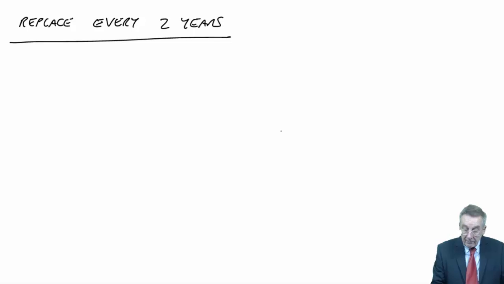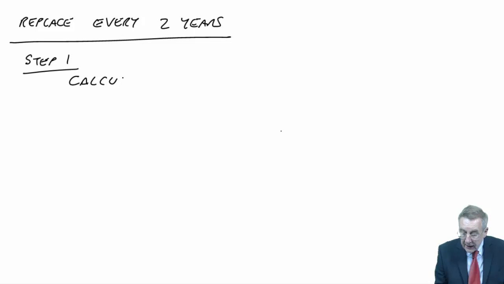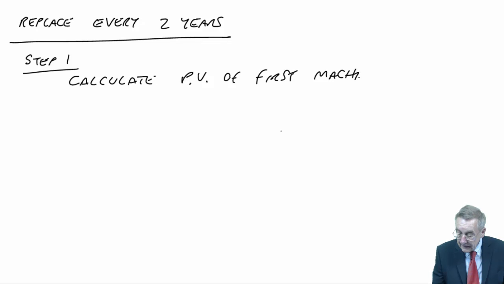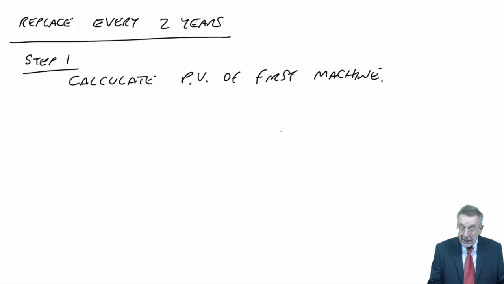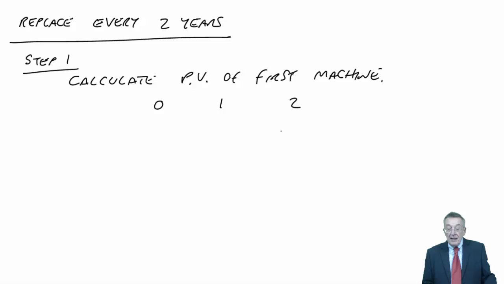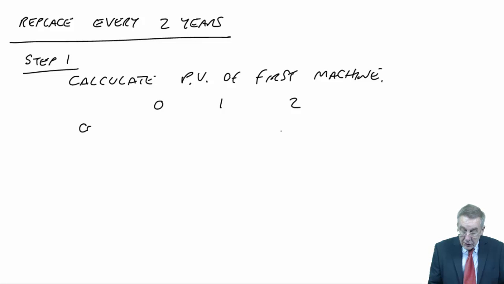Anyway, there are 2 steps to it. Step 1, you calculate the present value of the first machine. So easy enough, and these would always be relatively simple, so we've no tax and inflation to worry about, even though all it would do would make it a bit longer, not harder. But the first machine, 0, 1, 2, remember I'm having a 2-year replacement. So what have we got? We've got the initial cost of 72,000.